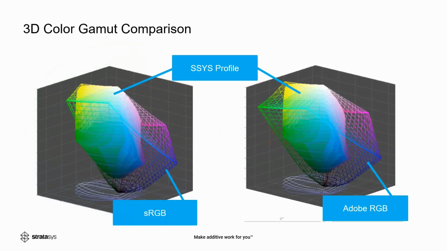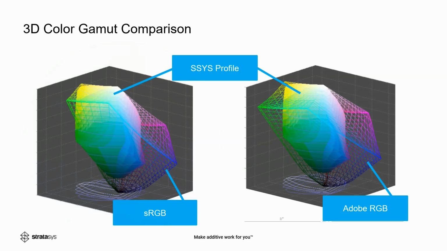Here's another view of the same information, but this time in 3D. On the left, we have the Stratasys 5-color profile versus the sRGB color space, and on the right, we have the Stratasys profile versus the Adobe RGB color space. So the Stratasys profile is kind of the colorful blob on the inside, and the RGB color spaces are represented by this sort of wider mesh.